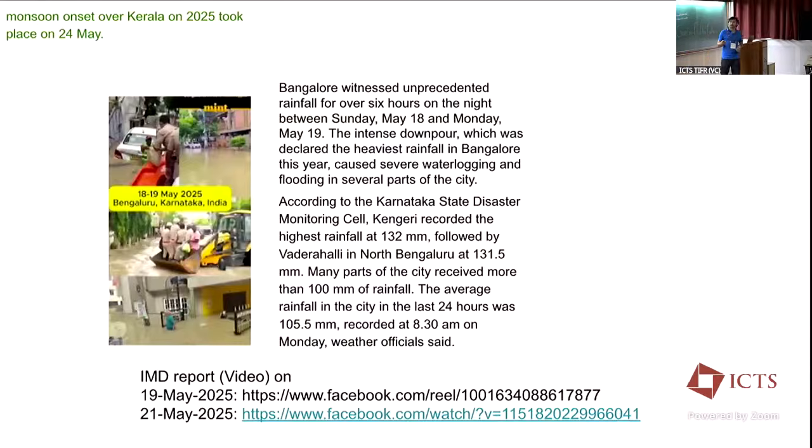One more point I wanted to point out: in the year 2025, I mean last year, monsoon onset over Kerala happened. I should have made it in a bigger font. So 24th May. So this was 5 days before monsoon onset, much north and east compared to Kerala. So this is not really part of the monsoon system yet.